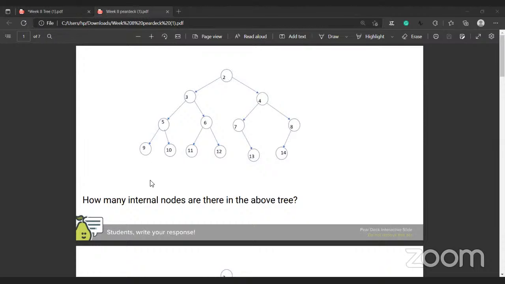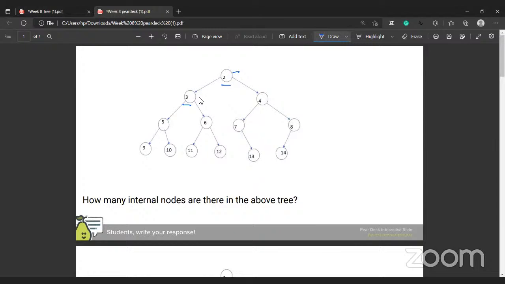So maximum gives 7. So let's check how many internal nodes are there in the above tree. What is the definition of internal nodes? Anyone? Which have at least one child. Yeah, which have at least one child is called an internal node. So you can say that this has two children, so this is an internal node.